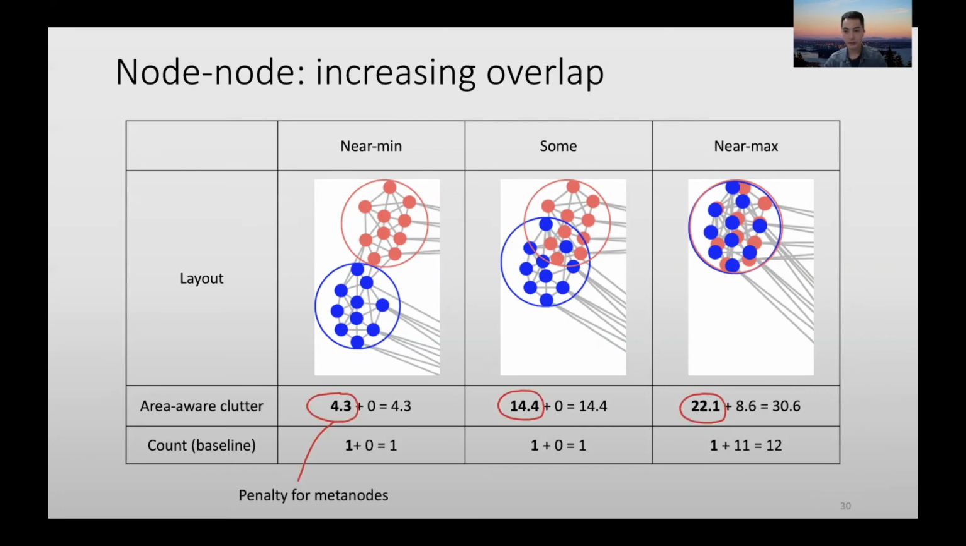When we further break down the total metric by the penalty for meta nodes and penalty for leaf nodes, we will notice that the contribution for the penalty of meta nodes is becoming heavier from left to right in our clutter metric, which is also reflected in the layouts because metanodes are more visually salient.